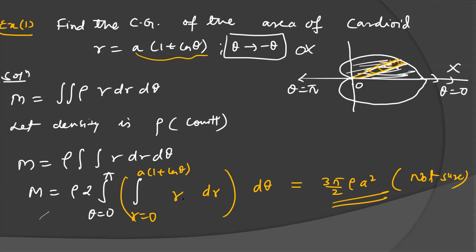Okay, I think this will be like this. r square by 2, then put the value a square (1 plus cos theta) whole square by 2, the 2 is cancelled out. a square rho is outside, (1 plus cos theta) whole square is 1 plus 2 cos theta plus cos square theta, 2 cos theta will be 0, 1 plus 1 by 2, 3 by 2. I think 3 by 2 is the correct answer, but you can check still.